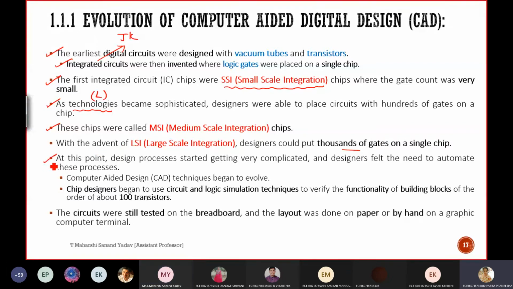Next. At this point, the design process started getting very complicated and designers felt the need to automate this process. You have done some mini projects, right? There everyone made use of a breadboard. Why? Because your circuit complexity is very low. Now suppose your circuit contains more components, say 1000 components, then can you place them on a breadboard to simulate and check whether it is working properly? No. That's the major disadvantage.